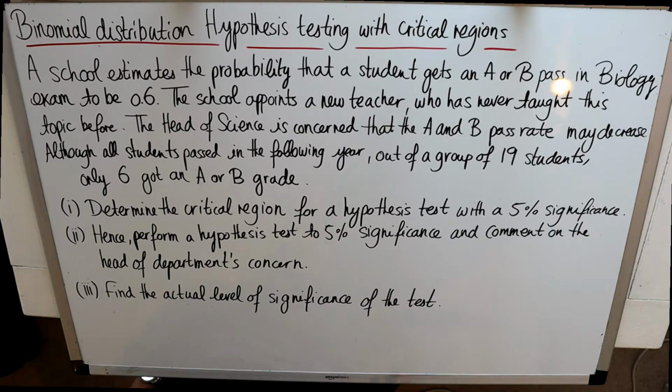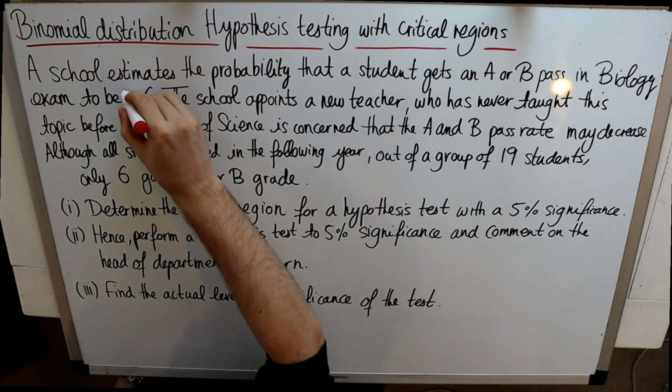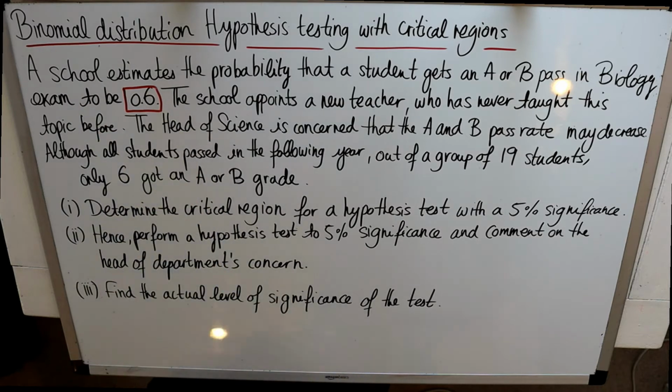So the example I have here at the moment is a school estimates the probability that a student gets an A or B to pass in biology exam to be 0.6. So as we go along, it's always worth highlighting what the important information is. So there's a probability of 0.6.